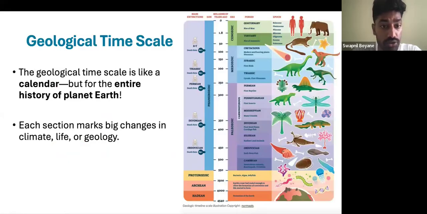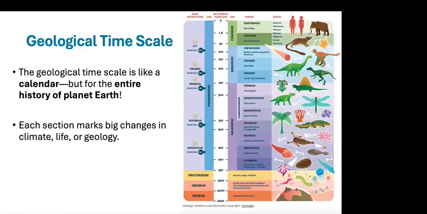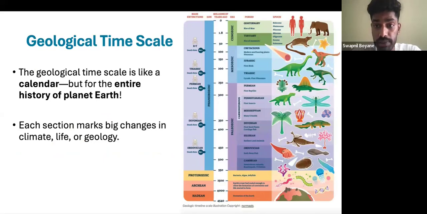For those who don't know what the geological time scale is, I'm going to try to explain in a bit. The geological time scale is like Earth's calendar. It gives us the entire history of planet Earth: when the formation of Earth started, and where we are currently.